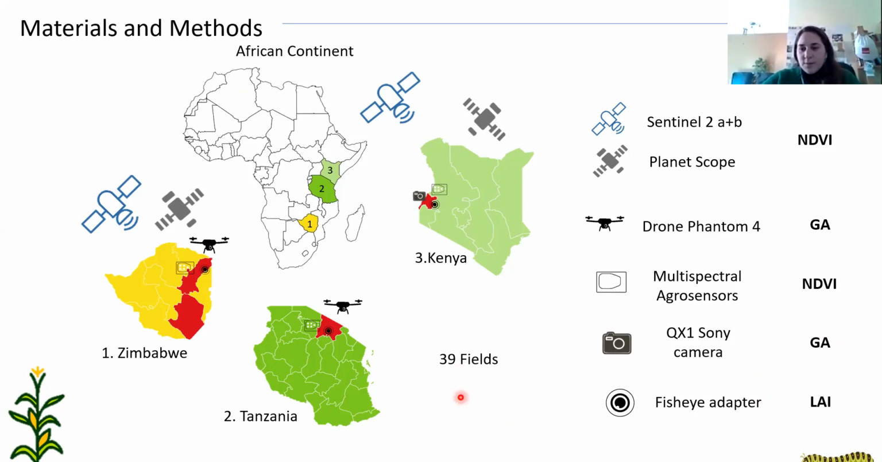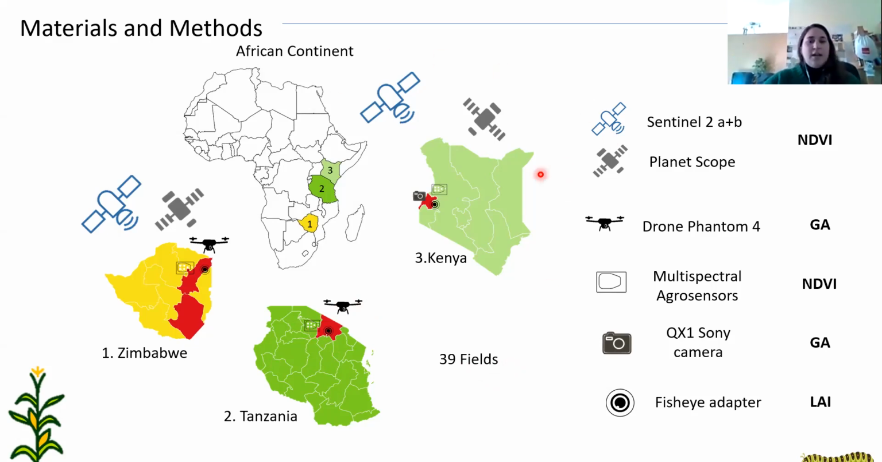And the last one was to use a fish eye adapter on the phone and take the light of the plant. We visited a total of 39 fields. In Tanzania, we only used drones, a fish eye, a multispectral camera and an RGB camera on a pole, because it was super cloudy and we could not have satellite data.